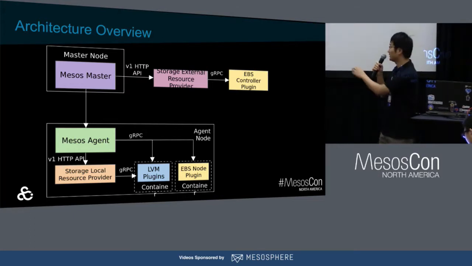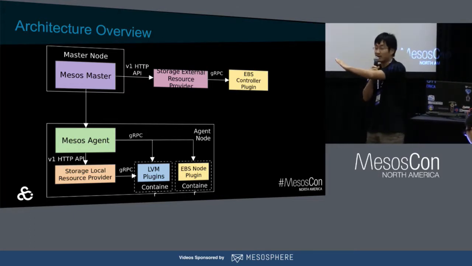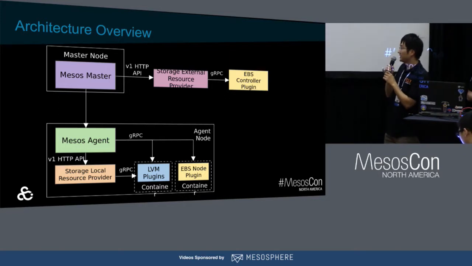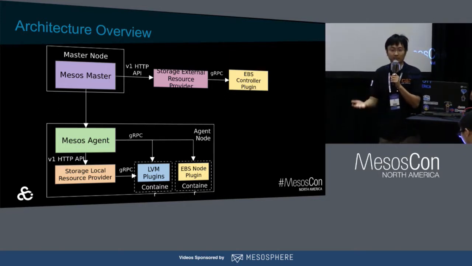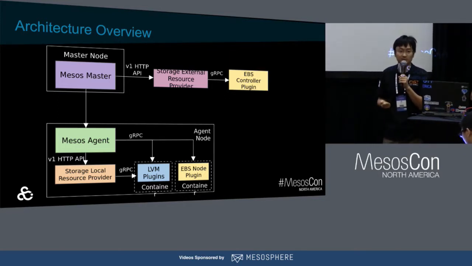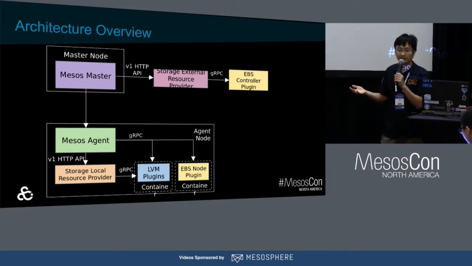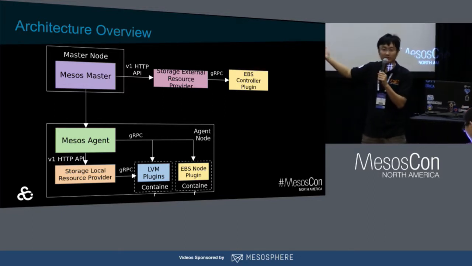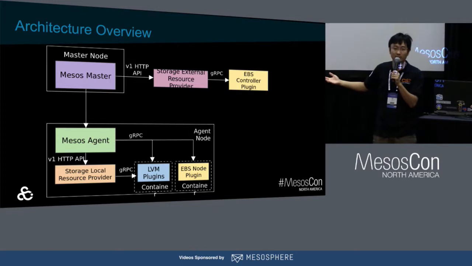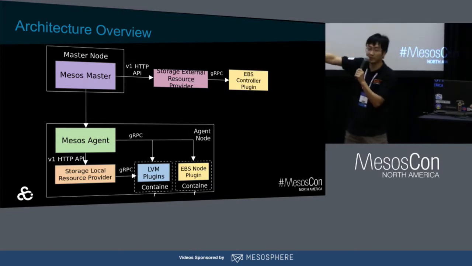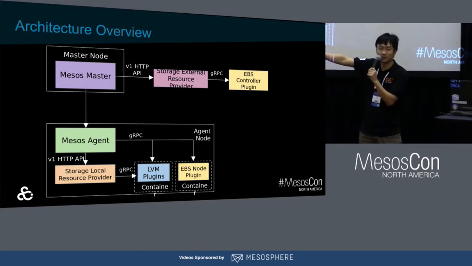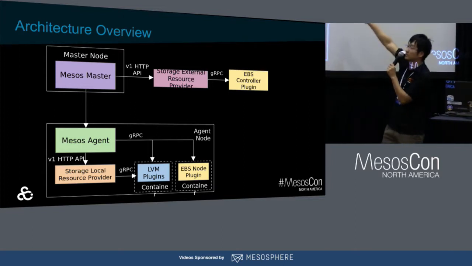The question is where the configuration of the plugin container resides, and the answer for that is it depends. Different plugin vendors have different configurations. For example, when you're launching a plugin container, you may want to specify something special, like an environment variable. That's part of the configuration that you supply to the storage local resource provider or storage external resource provider.